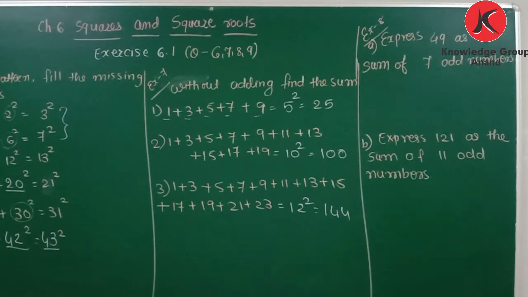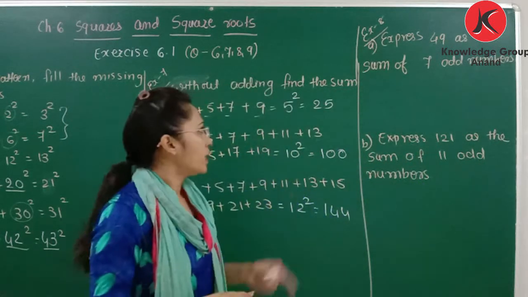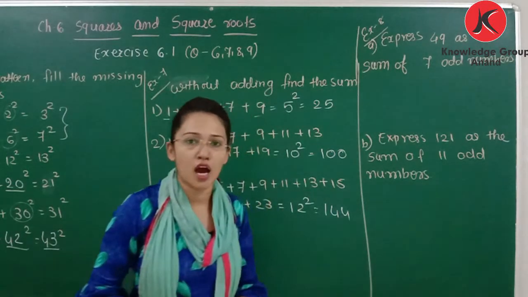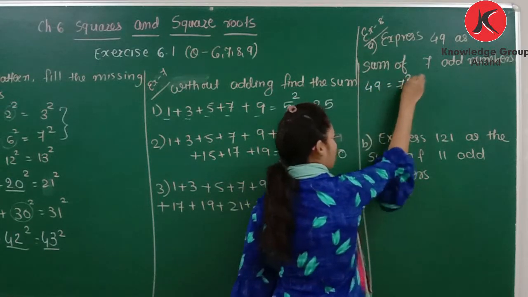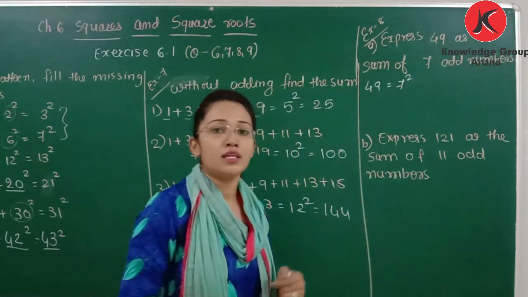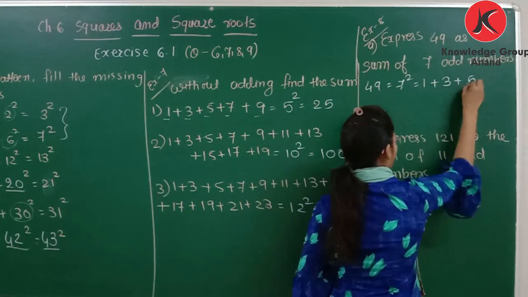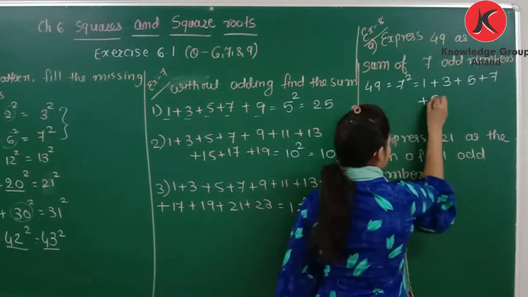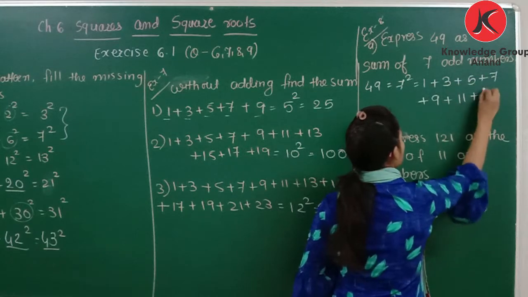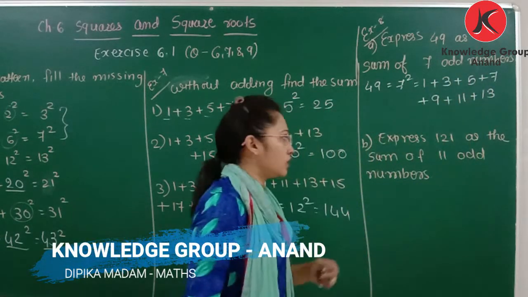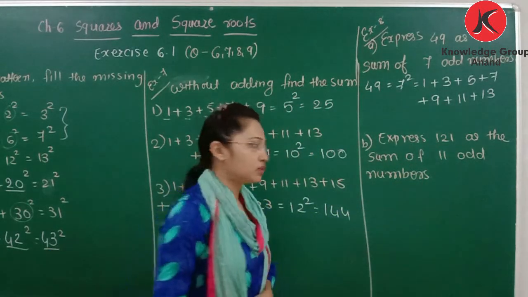Now the next example is given. Express 49 as the sum of 7 odd numbers. So we can write 49 is 7 square. It means you need to add 7 odd numbers. So we can represent it as 1 plus 3 plus 5 plus 7 plus 9 plus 11 plus 13. Clear? Express 121 as the sum of 11 odd numbers.